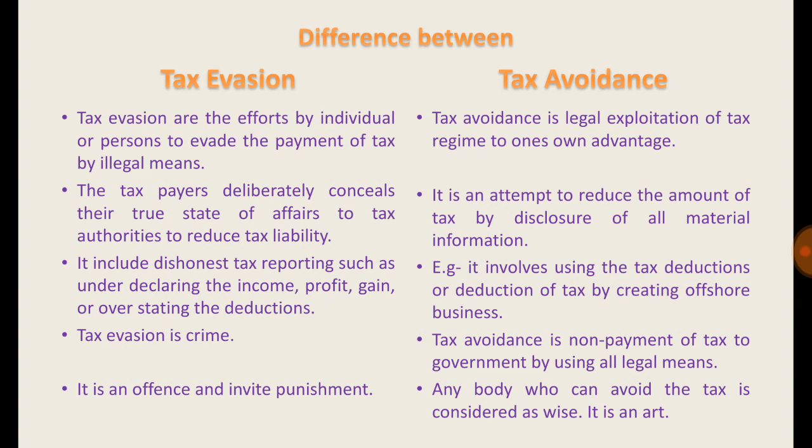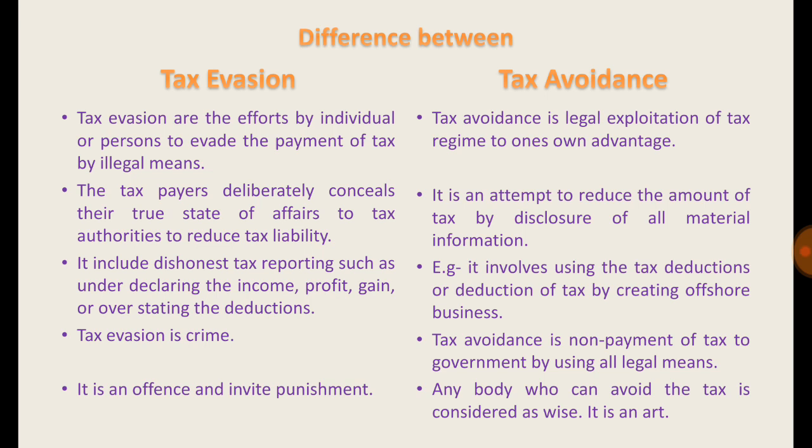But tax avoidance involves using proper tax deductions, or he can create offshore companies and offshore businesses also, to reduce the tax liability. As you know, the residential status also plays a very important role in the taxability of income.